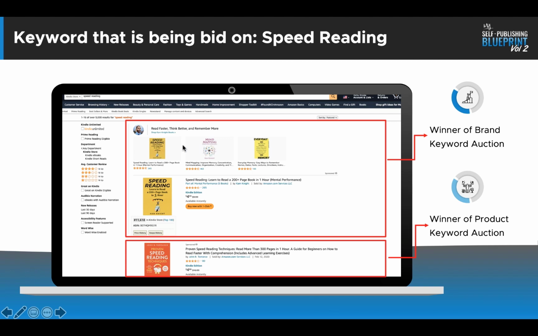Now, this person won what's called the brand keyword auction. This is a new form of ad that Amazon's been using now. So they won the brand keyword auction for the term speed reading, out of everybody else. And then down here, this person won what's called a product keyword auction. This is actually the one we're going to be using a lot more, and they won for the keyword speed reading. So these were essentially the 2 winners.